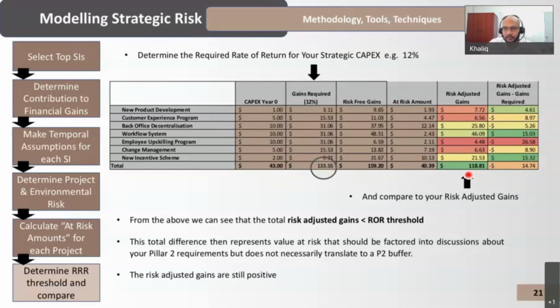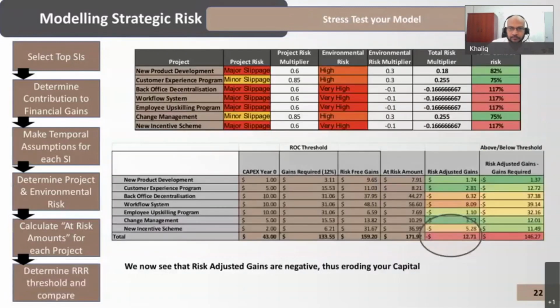From the above, we can see that the total risk-adjusted gains are less than the required rate of return threshold. But this still doesn't mean that you need a P2 buffer. What this means is that you may need to optimize your portfolio. You may need to tighten controls so that your investors are getting return on investments. They're getting value.